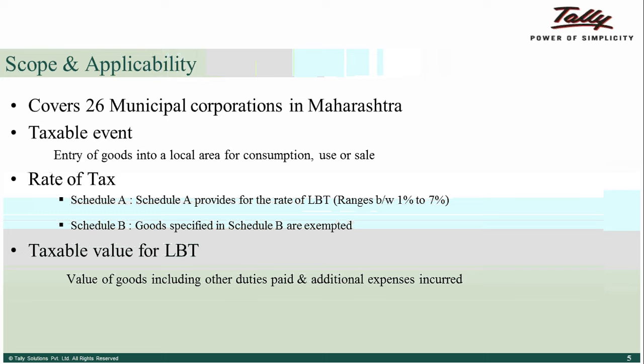Next, coming to the taxable value for LBT. This is nothing but the value on which LBT is going to be calculated. So LBT includes the value of goods. For example, you are purchasing an item at the rate of 100 rupees. So here the value of goods will be 100 rupees, and along with the 100 rupees, if you are making payment of any other duty like excise or VAT, and if there are any other additional expenses incurred on your purchases, all the invoice total value will be taken into consideration so that LBT tax can be arrived at.